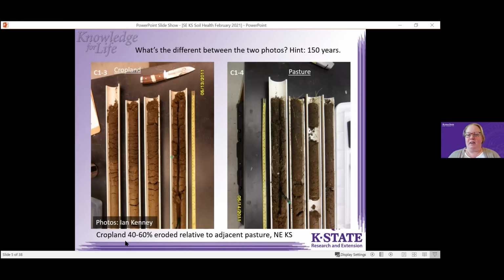And so a lot of places that you go throughout the Great Plains, you'll find that cropland is about 40 to 60% eroded relative to the adjacent pasture. So erosion is just a straight up loss of soil, and it's not just that dark color, but anything else that could have been there. So any other nutrients that could have been carried away or blown away, that's also just lost from the soil with erosion.